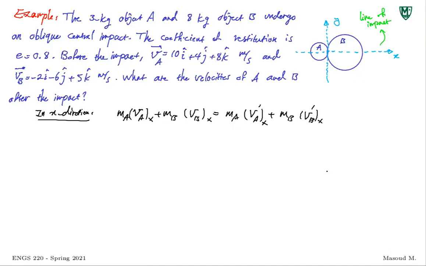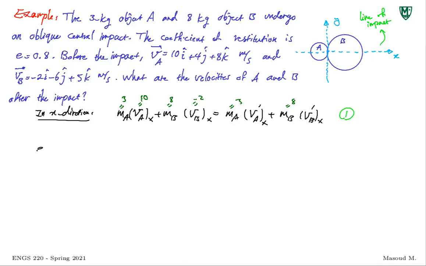All right. Here we know MA and MB, and we know VAX and VBX. MA is 3 kilograms, MB is 8 kilograms, the x component of VA is 10, and the x component of VB is -2. So we get one equation from this, Equation 1, the relationship between VA'X and VB'X. One equation, two unknowns. We need another equation, and that one comes from the coefficient of restitution, right?